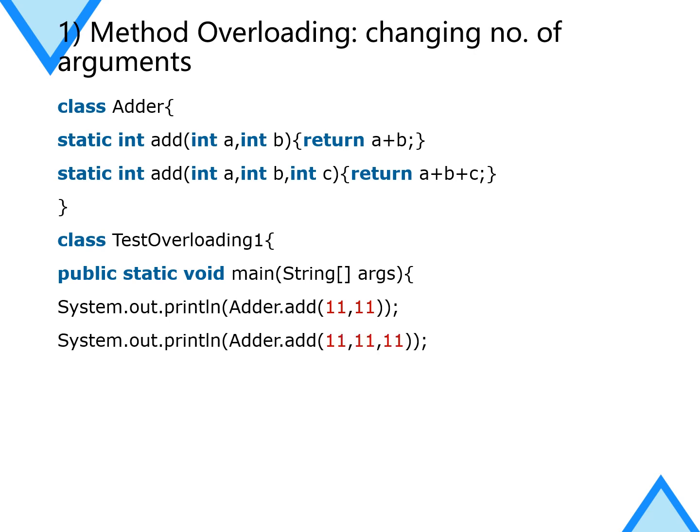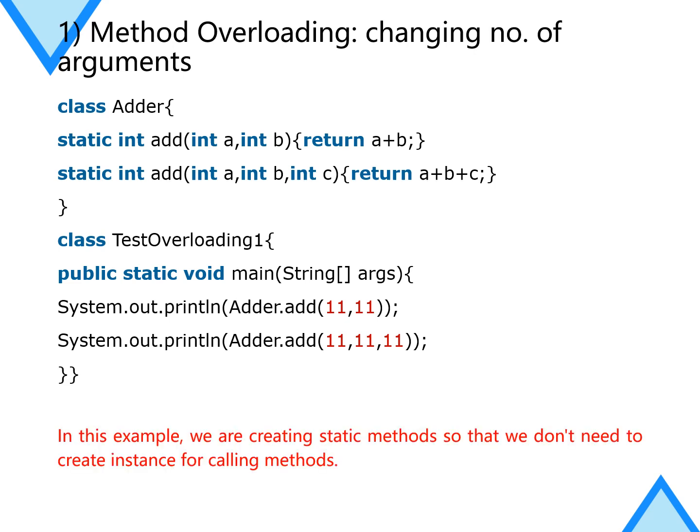And the second time we are calling the same method but with three parameters, so it will match the second implementation of the overloaded method add. So it will call the second implementation, and it will return the addition of the three numbers.